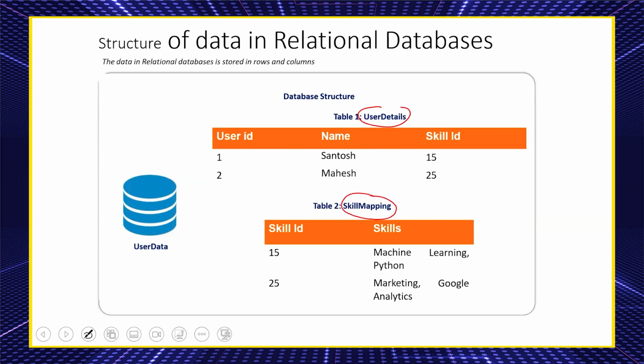Now, where are these two tables stored? User data consists of two tables, such as user details and second one is skill mapping. Very interesting, listen carefully. Now I want to extract. Here we have Mahesh information, right? We have Mahesh and Santosh. I want to extract all the details about Mahesh.